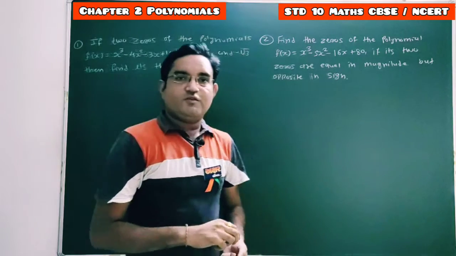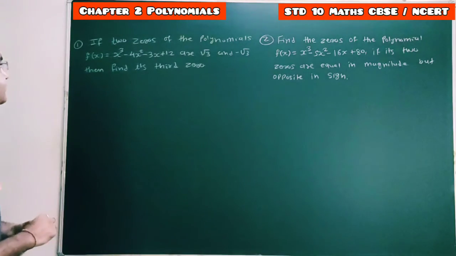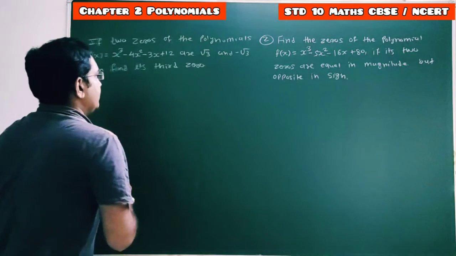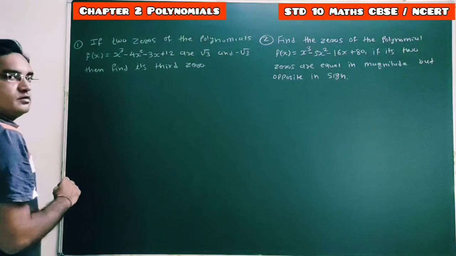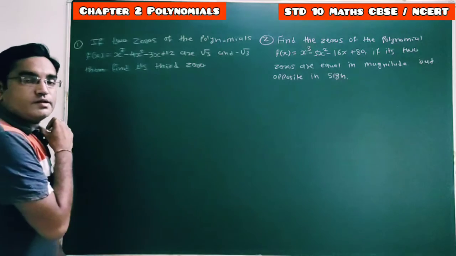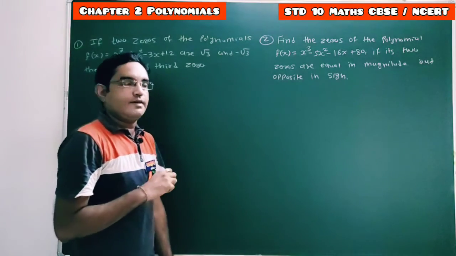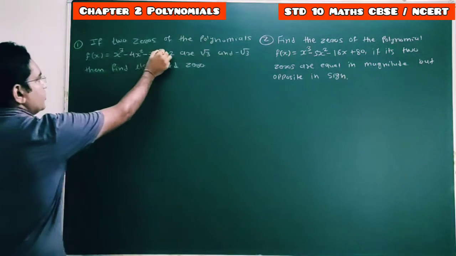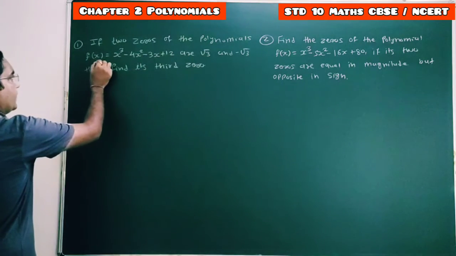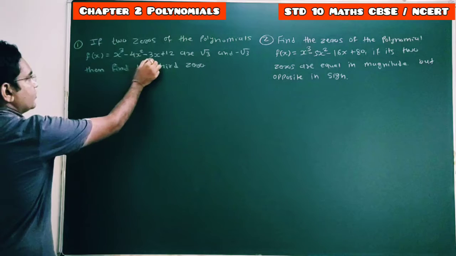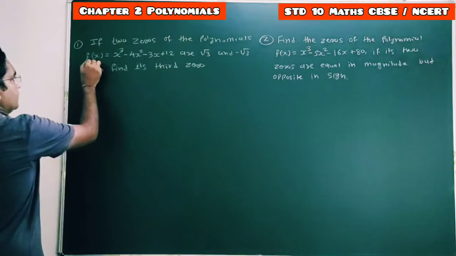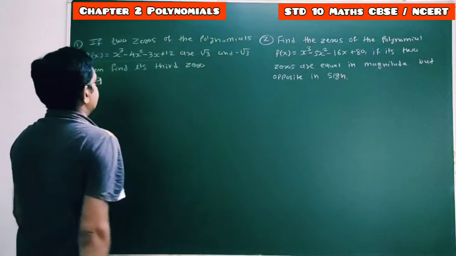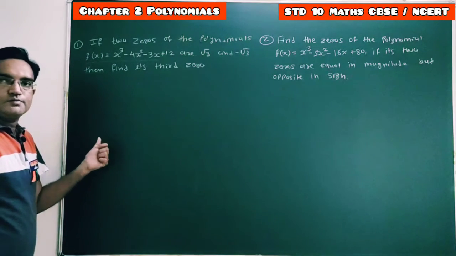Now in this video we are going to discuss how to find the zeros of a cubic polynomial when some of the zeros, or information regarding other zeros, are given. So let's try to solve question number 1. Here two zeros of the polynomial f of x equal to x cube minus 4x square minus 3x plus 12 are given. This is one cubic polynomial. So two zeros of the cubic polynomial are given. Find its third zero.